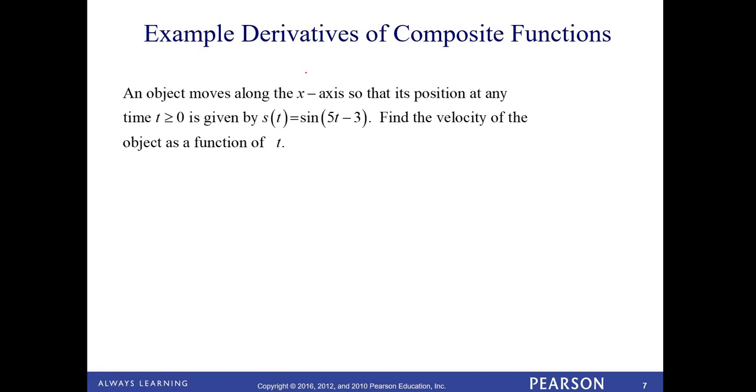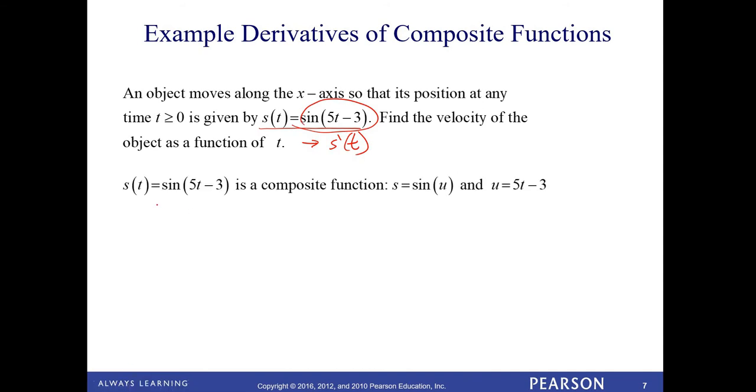So, derivatives of composite functions. An object moves along the x-axis so that its position at any time t greater than or equal to 0 is given by this function. Find the velocity. So remember, the velocity is s prime of t. Now, s of t is a composite function. One way to look at it is like this. It's a composite function where s is the sine of u, and u is 5t minus 3.